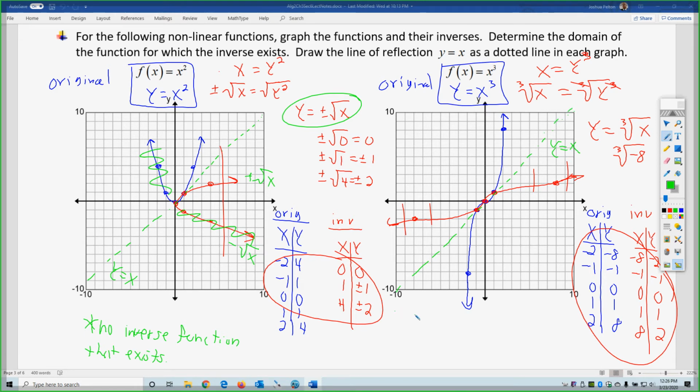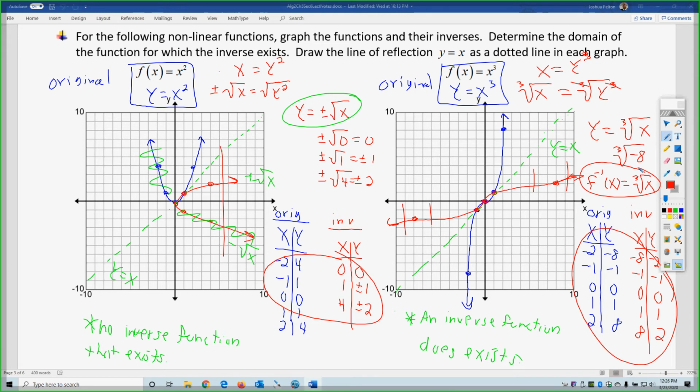So an inverse function does exist for all domain when it comes to the odd polynomial function. So essentially what we can say is f inverse of x equals the cube root of x. Okay, so this one actually does have an inverse for the entire domain. We don't need to restrict it.